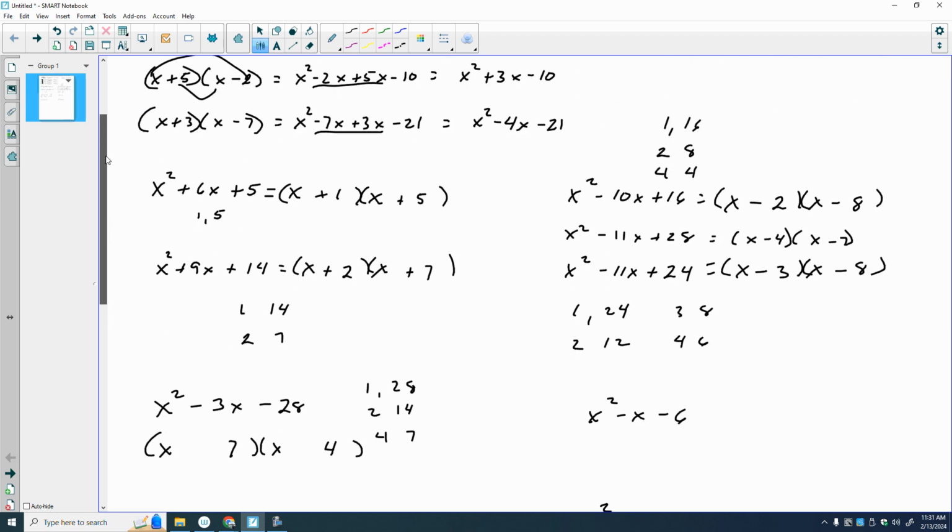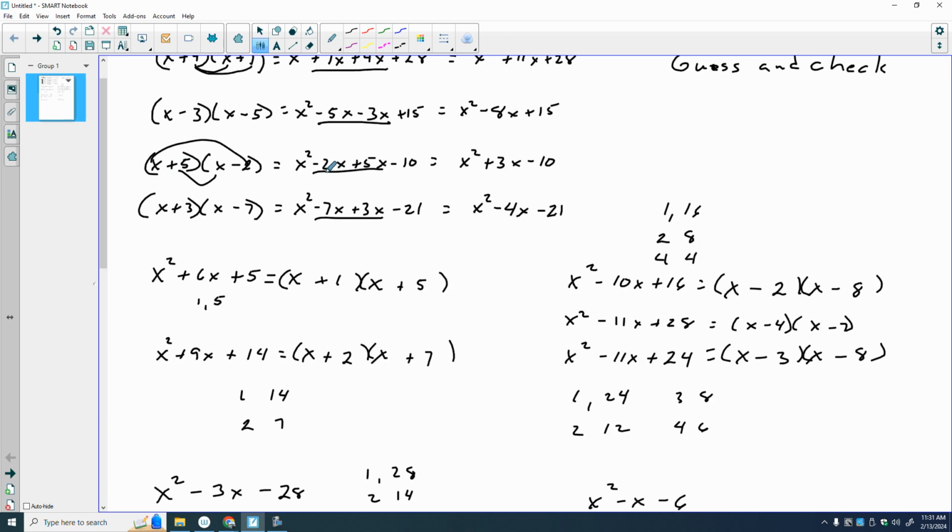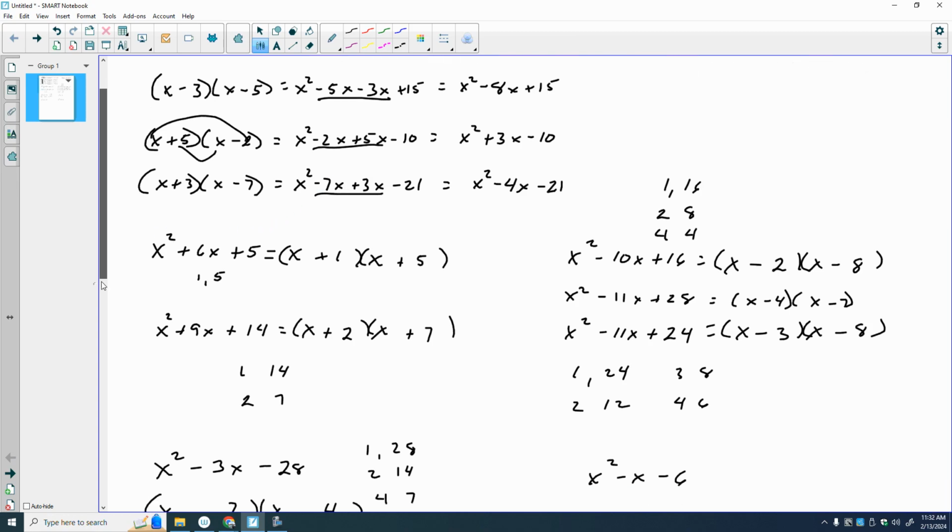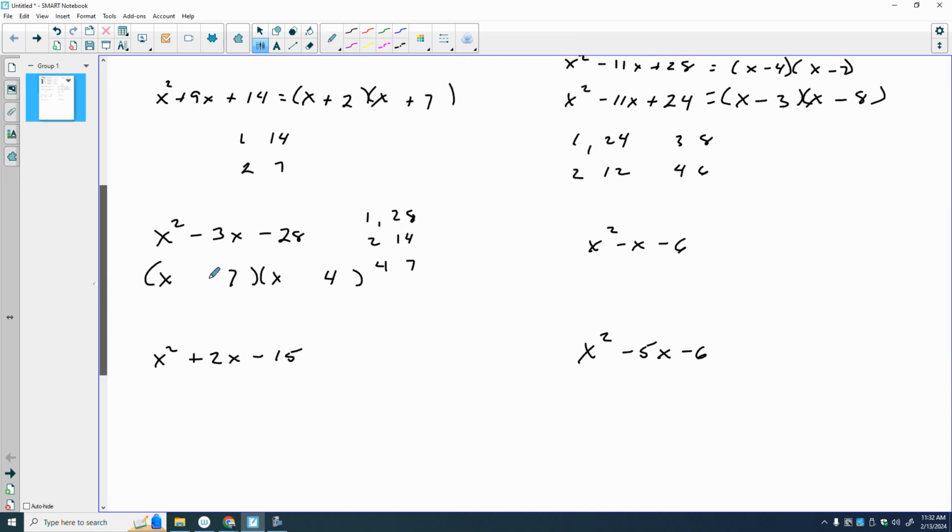Remember what we talked about back here. When my signs are different and I'm combining like terms, I take the sign of the larger number. 5 minus 2 is 3, and it's positive because the larger number is positive. 7 minus 3 is 4, and it's negative because the larger number is negative. So when I combine these, I want my larger number to give me this sign. And we're done. Hit pause and give it a try.